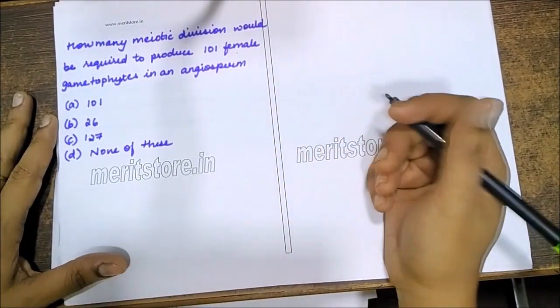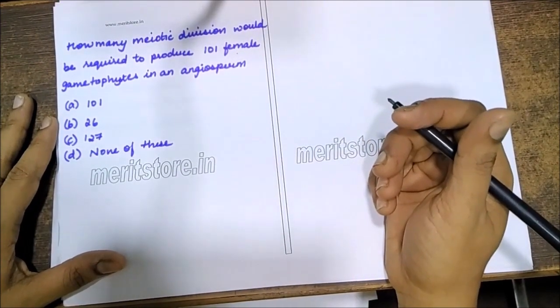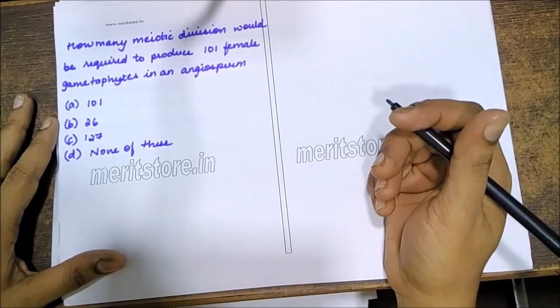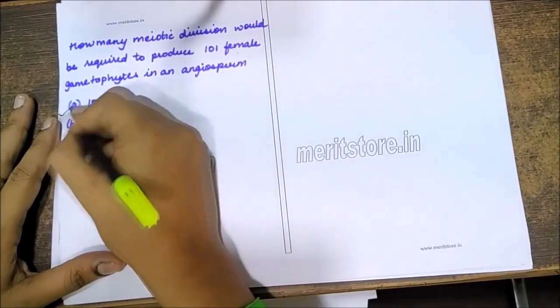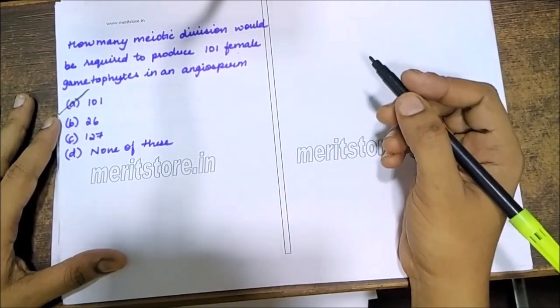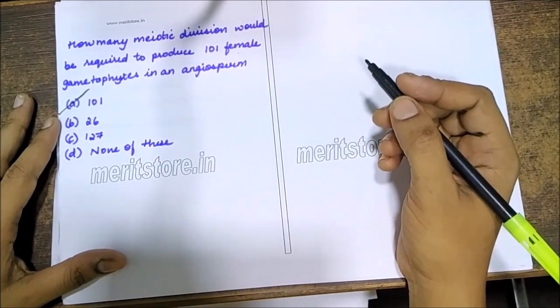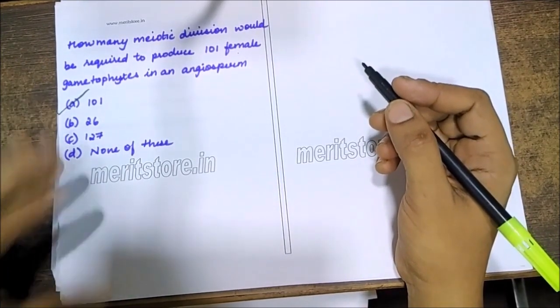how many meiotic divisions would be required to produce 101 gametophytes in an angiosperm? Okay, so 101 meiotic divisions would be required. Okay.